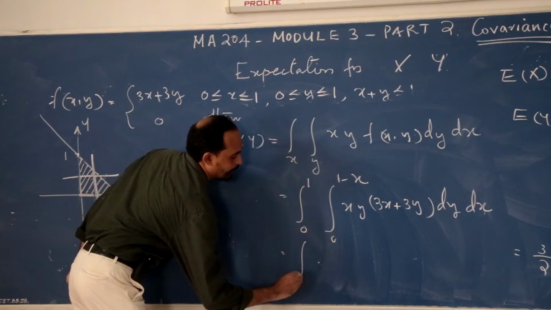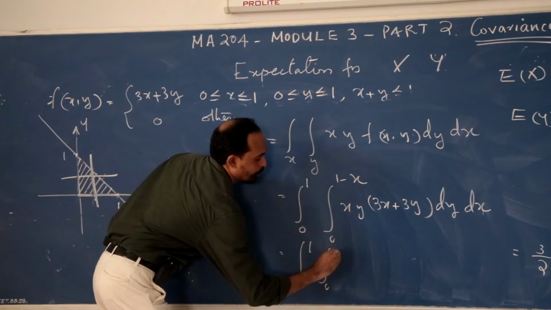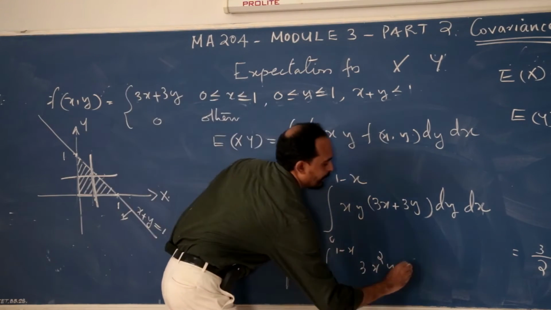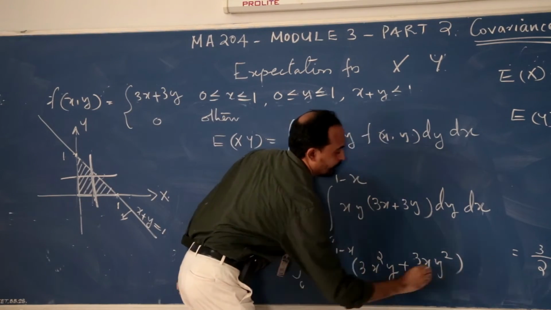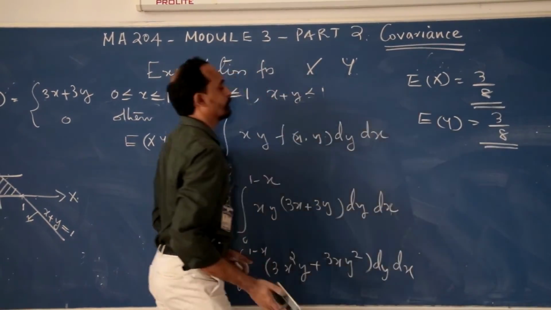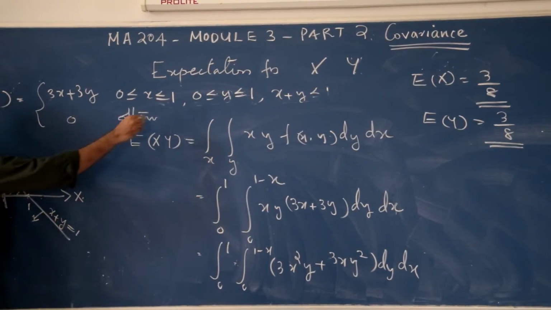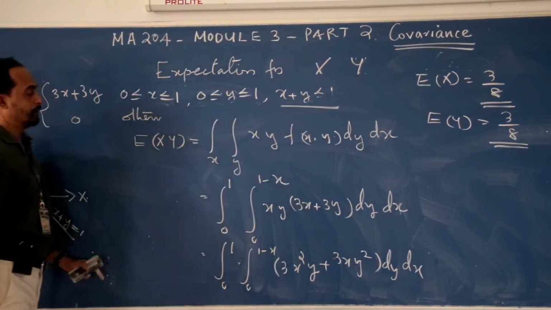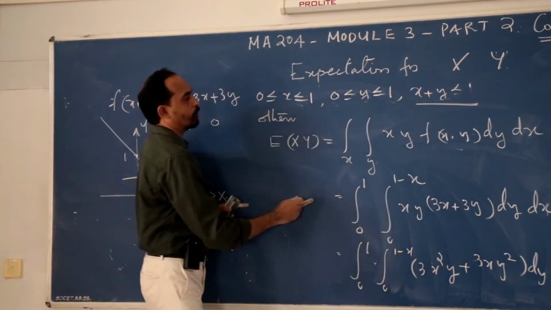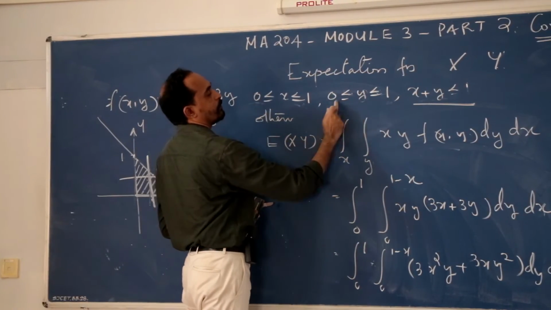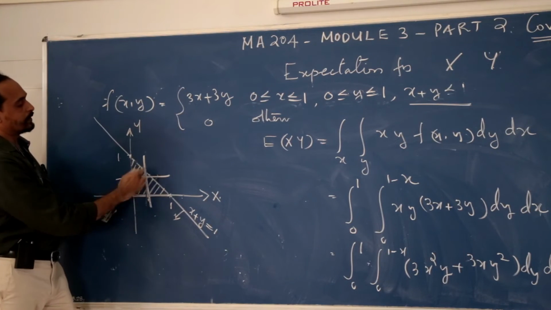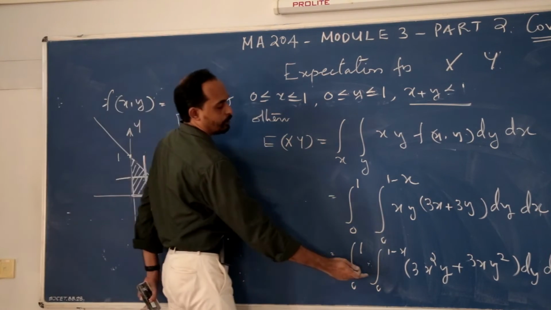That is equal to integral 0 to 1, integral 0 to 1 minus x, 3x square y plus 3x y square dy dx. The most important point is x plus y less than or equal to 1. We are concerning a triangular region. Whenever we are taking the whole function together, it is not possible to take x varies from 0 to 1, y varies from 0 to 1. You can fix either one of them. I am fixing x varies from 0 to 1, then y is a running variable, y varies from 0 to 1 minus x.